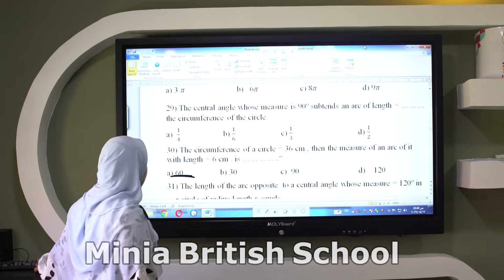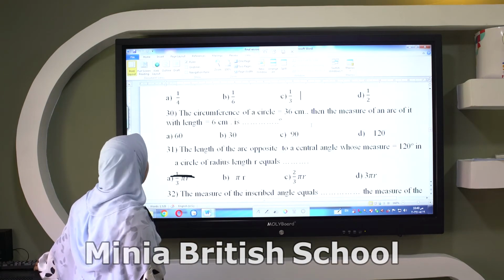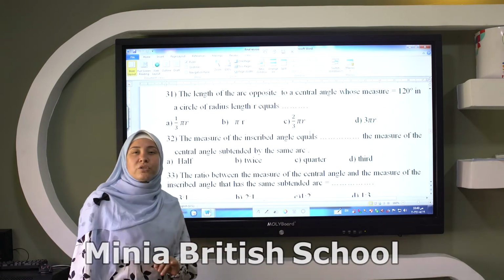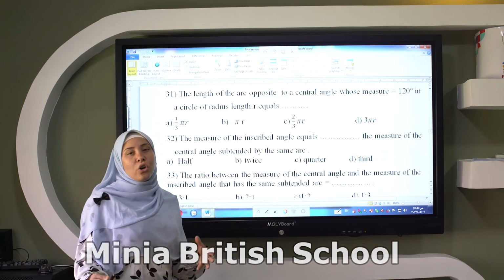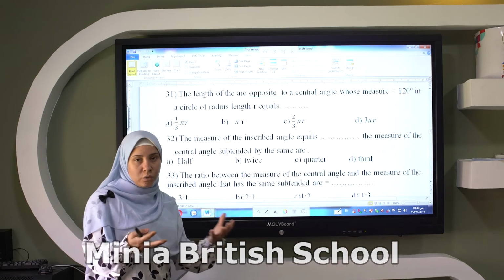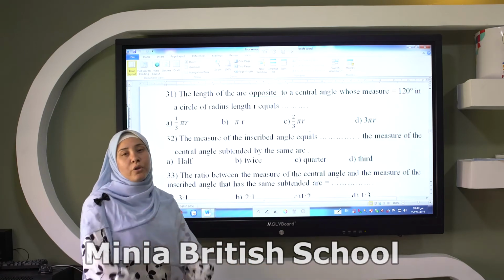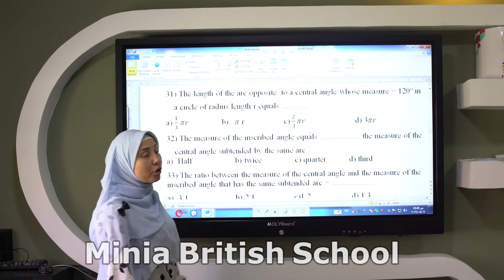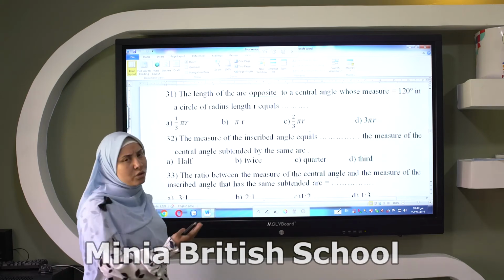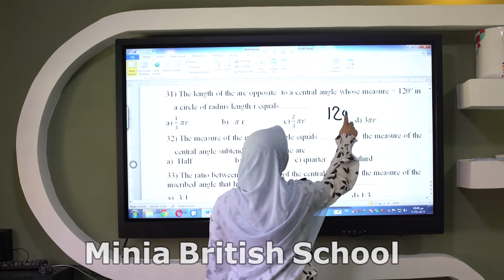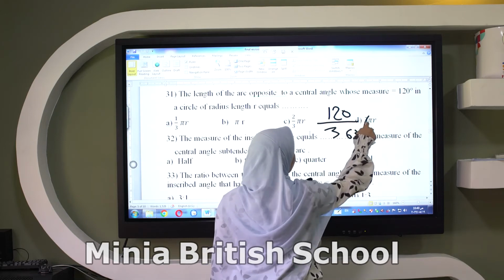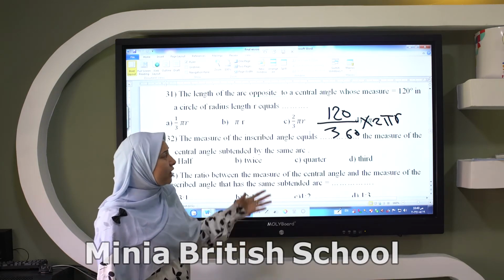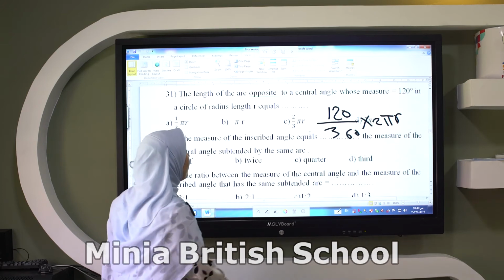Also, number 31 talks about the same idea. The length of the opposite arc of a central angle. We know the measure of the arc opposite to a central angle is equal to it. The measure of the central angle equals the measure of its opposite arc, whose measure is 120, of the circle of radius length R. So I need to calculate the length of the arc. The central angle 120 divided by 360 times the circumference 2 pi r. You can simplify, and we get 2 over 3 pi r.